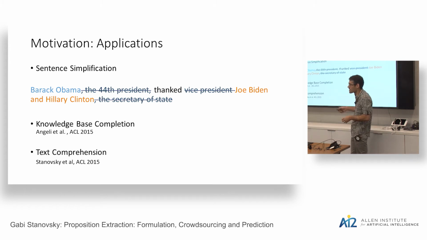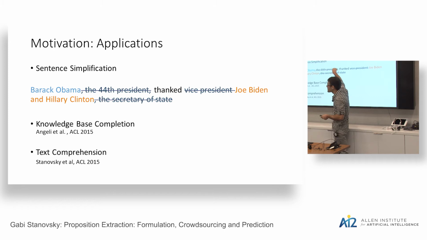So for sentence simplification, I think it's pretty straightforward. If you can drop certain modification, you can make a long sentence much more simple. For knowledge-based completion, as I mentioned before, if you have smaller arguments like Barack Obama instead of Barack Obama, the 44th US president, it's more likely to reoccur in the text. You're more likely to find more instances of Barack Obama as opposed to the various ways you can modify Barack Obama in different texts. And for text comprehension, our work with Mausam in 2015 has shown that you can get better text comprehension by using OpenIE, which specifically reduces the argument.